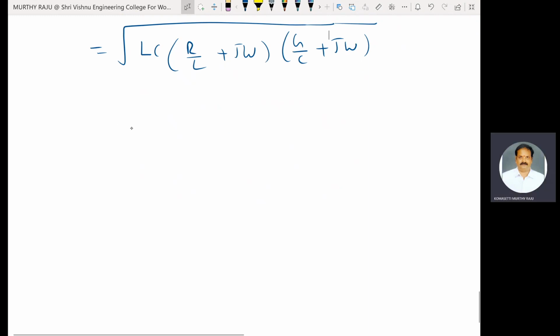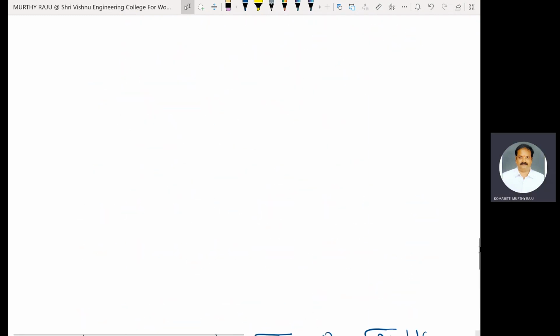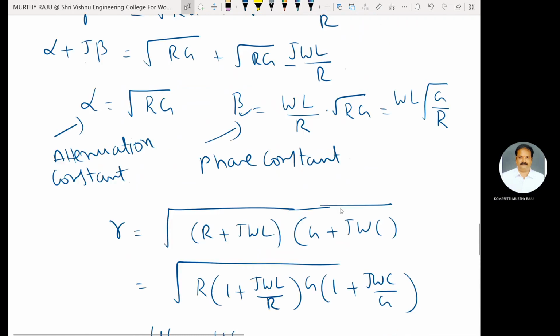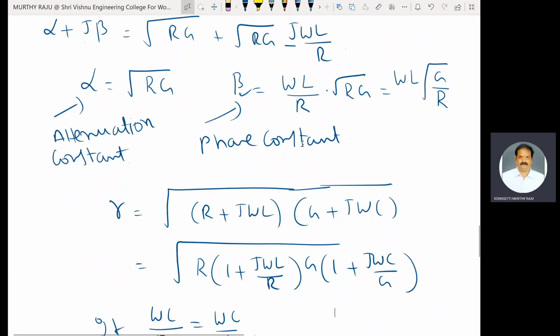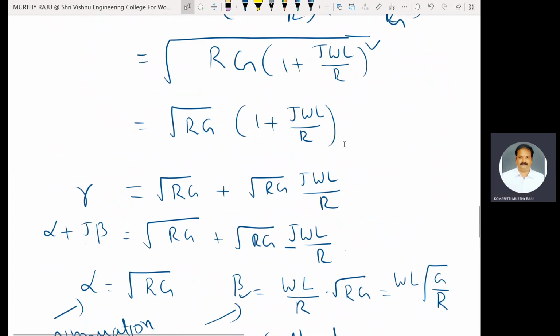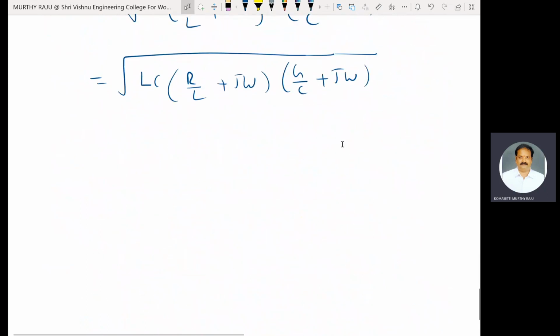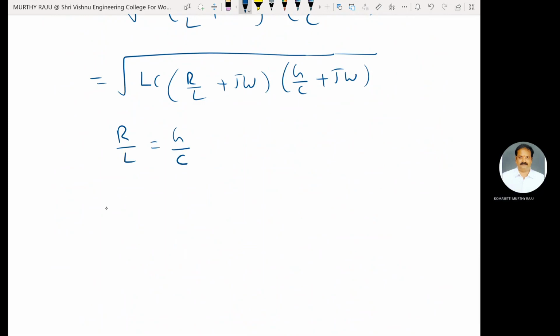But for a distortionless line, already derived, R by L is equal to G by C. For a distortionless line, R by L is equal to G by C. Only if this condition is satisfied is the attenuation constant independent of frequency, and the phase constant beta varies linearly with the frequency.